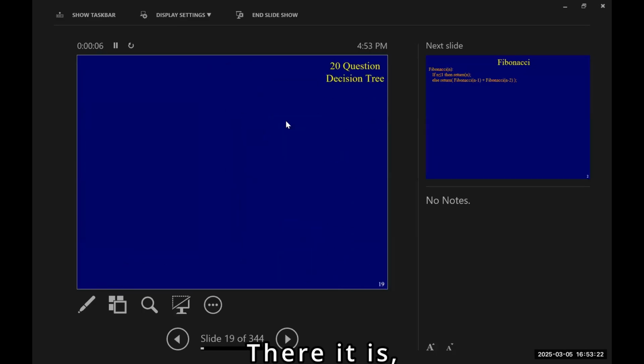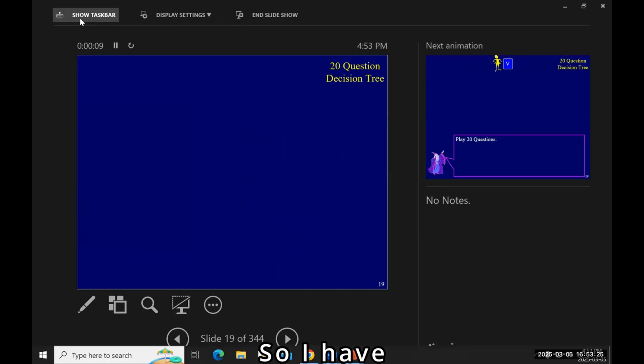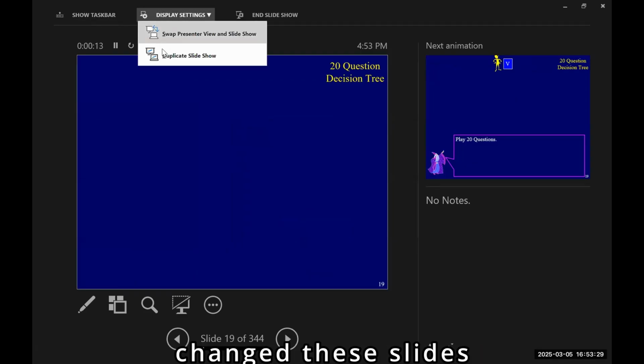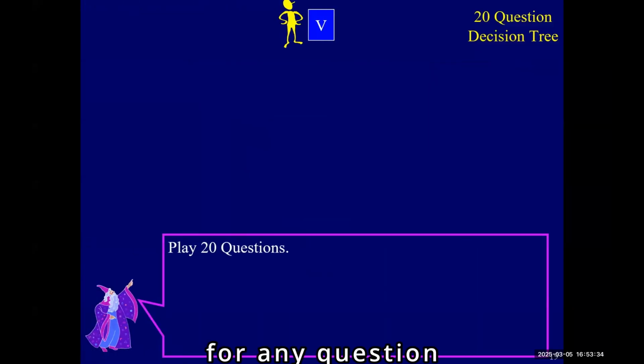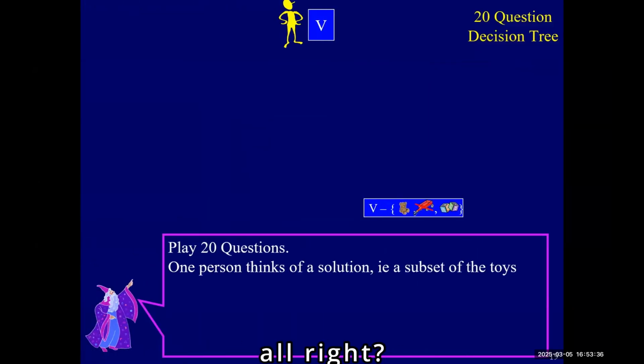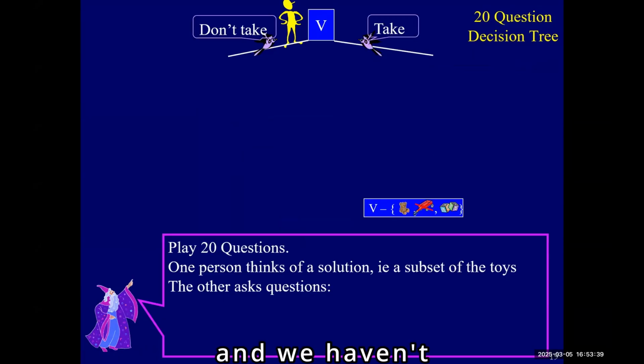Knapsack. There it is. All right. I have changed these slides a few times. The 20 question decision tree. We haven't gone over them, and I think this is good to know because there are a few questions on the test about it. Besides, you'll need to know it for 3101.